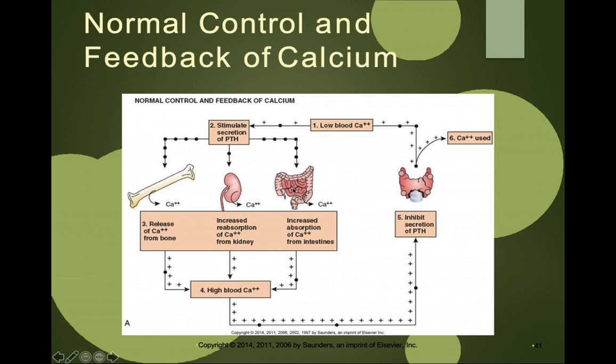So by retaining it and not peeing it out, that's another way of increasing blood calcium levels. And we're going to tell the GI tract to use vitamin D, calcitriol, or cholecalciferol to increase the absorption of calcium from the intestines, bring it into the blood vessels, which will increase the serum blood calcium level. When it increases the blood calcium level, there's a negative feedback loop that goes to the parathyroid to inhibit the secretion of PTH. Okay?